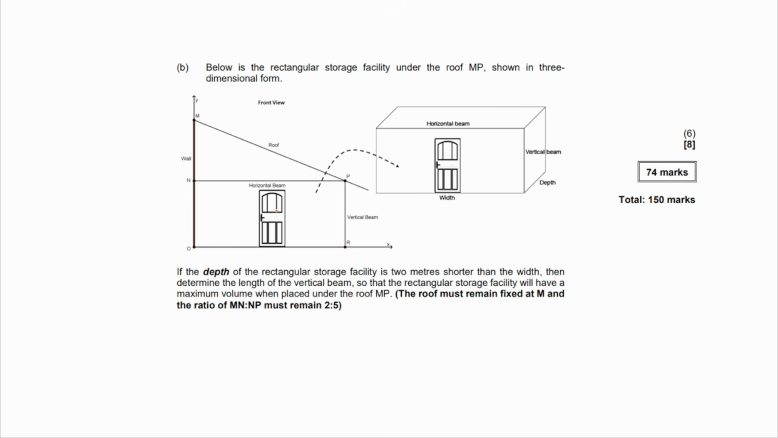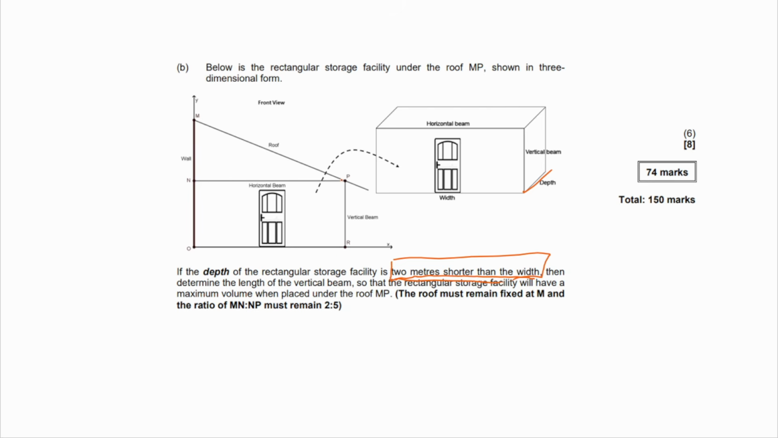They say below is the rectangular storage facility under the roof MP, rather. So this is the storage facility in 3-dimensional form. They say if the depth of the rectangular storage facility over here is 2 meters shorter than the width. Okay, this is very important. This is our relation that we need in optimization. Then determine the length of the vertical beam.